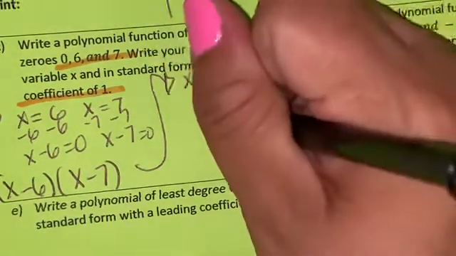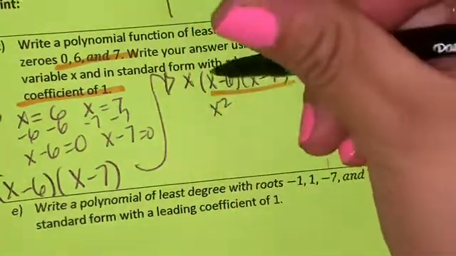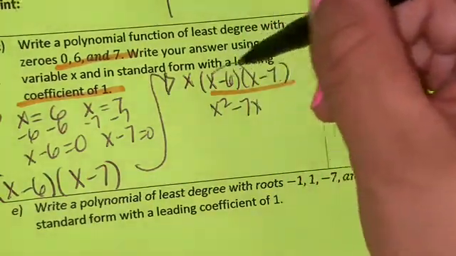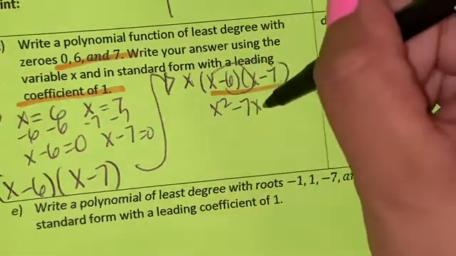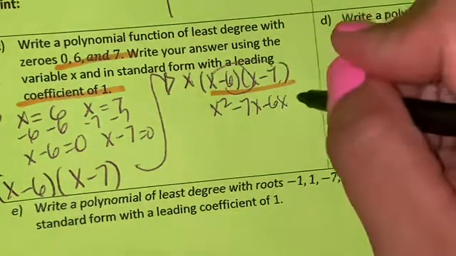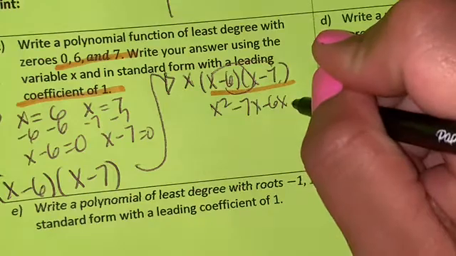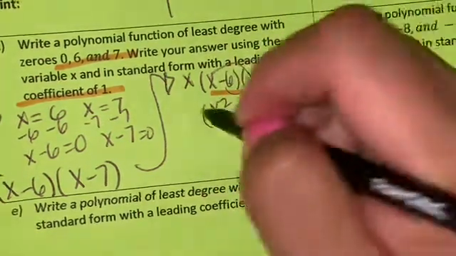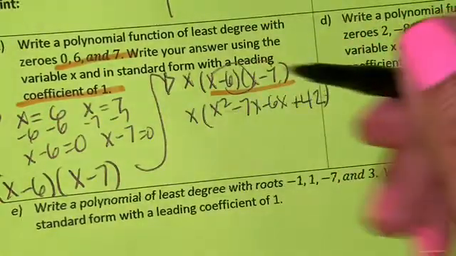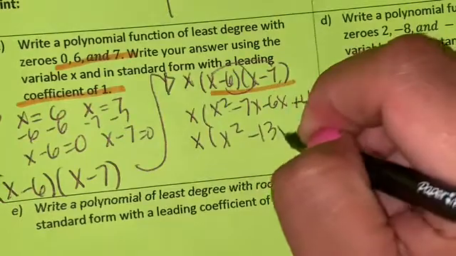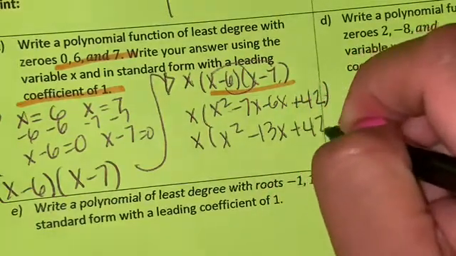X times x is x squared. X times negative 7 is negative 7x. And then negative 6 times x is negative 6x. Negative 6 times negative 7 is positive 42. Okay, and all of this still has the x. And then I'm going to collect like terms. I bring down the x. X squared minus 13x plus 42.